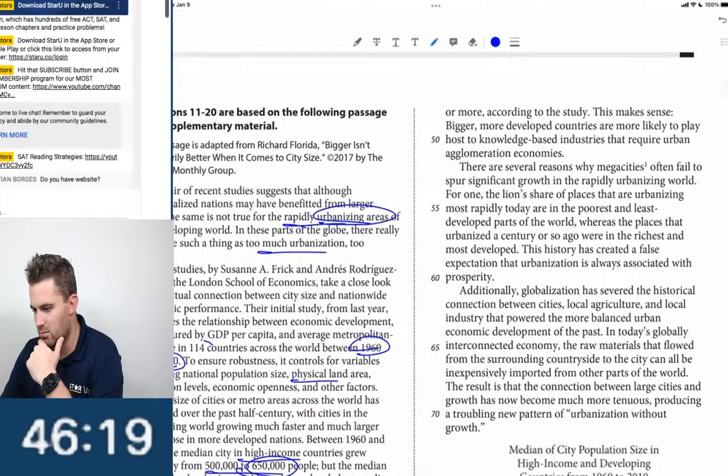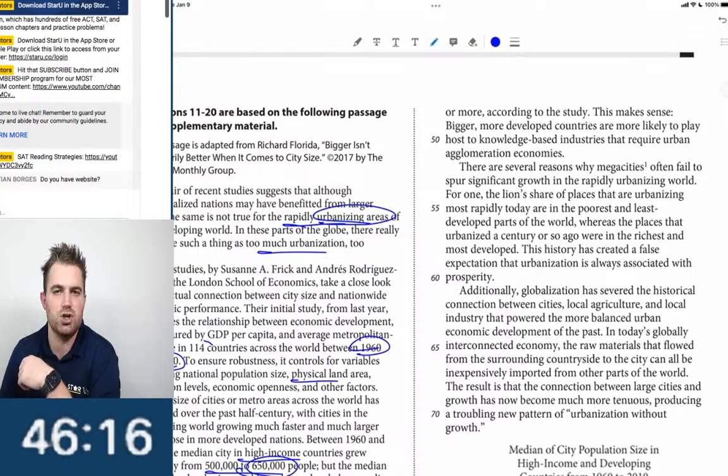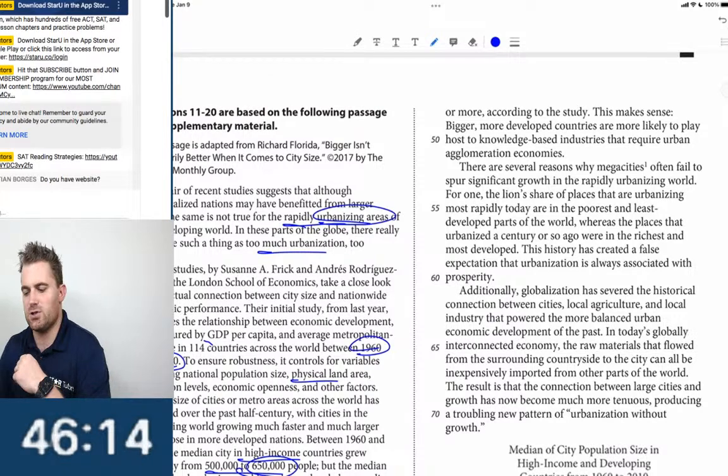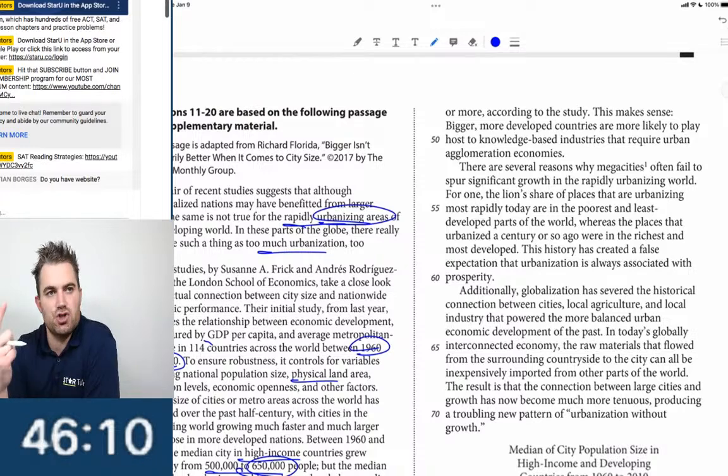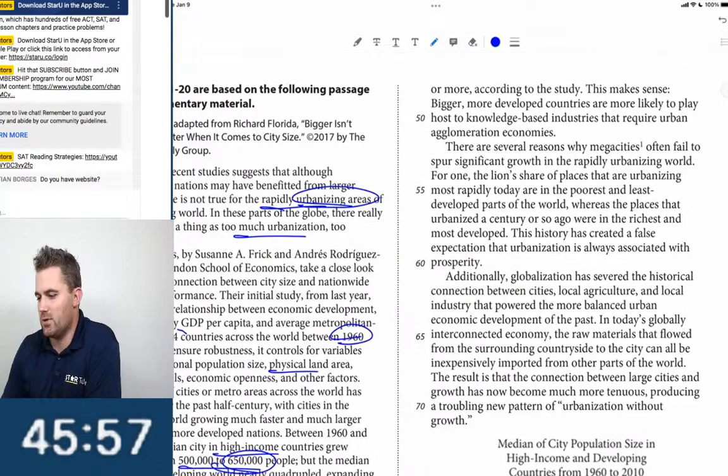So it's a huge country, right? If it's a huge country population-wise, like the United States, China, India, right? Those countries, if they have a huge city, 10 million or more, it actually is a benefit. But if it's not a huge population country, it doesn't help, is what they're saying. Okay, this makes sense. Bigger, more developed countries are more likely to play host to knowledge-based industries that require urban density.